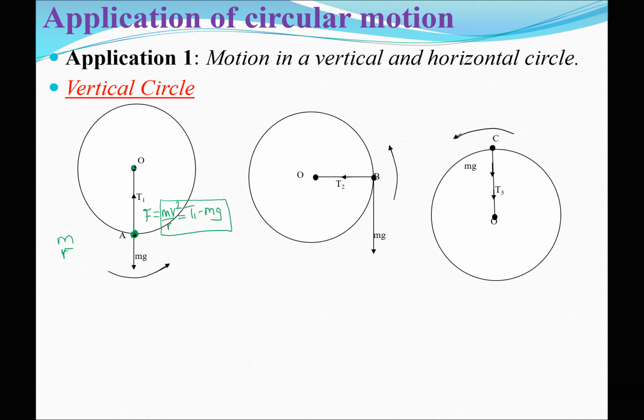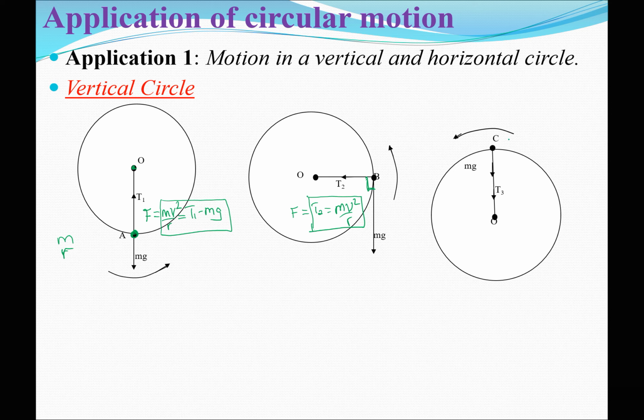If we consider the object being in position B, note that the tension is acting at right angles to the weight, because the weight is always vertically downwards, which means the weight has no impact on the horizontal force, which is the tension. So the resultant force towards the center in this case is only equal to T2, and remember this is the one which provides centripetal force. So in position B, F is equal to T2, which is simply mv squared over r. So the centripetal force in this position is the same as the tension in the horizontal.